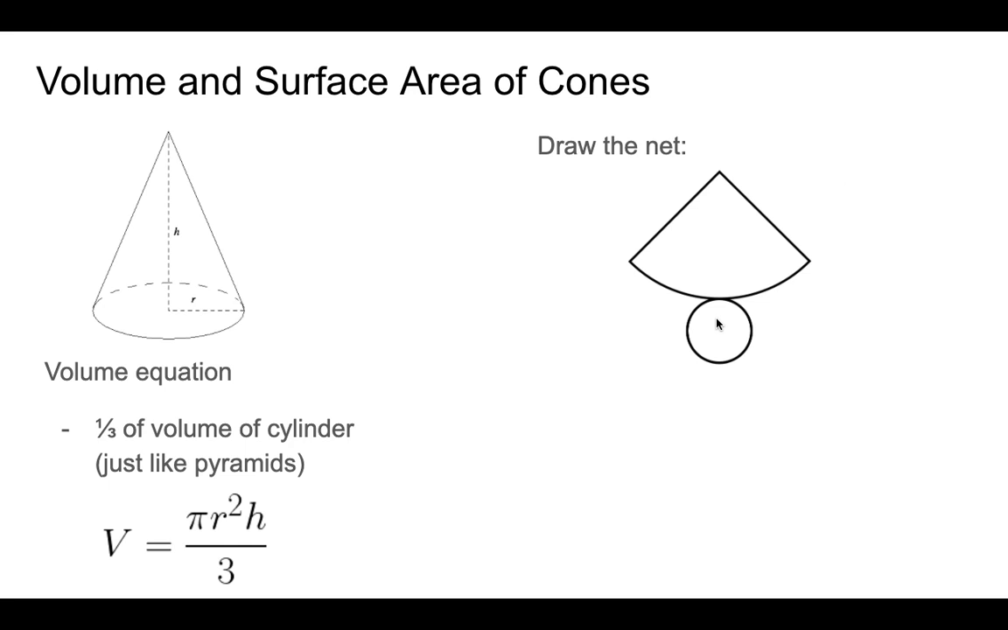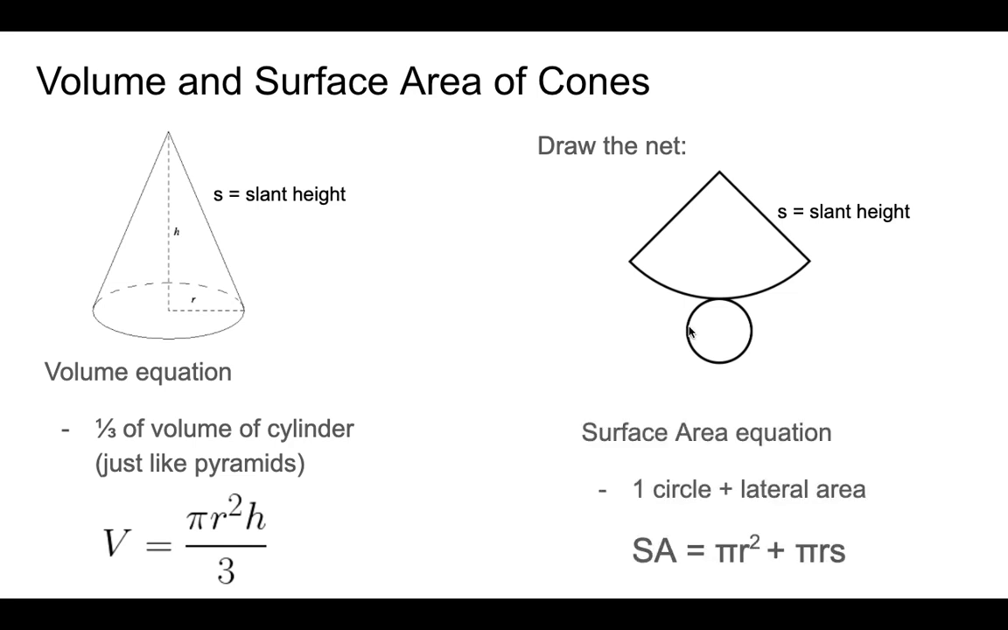Okay, just to label some things, if you remember from when we did pyramids before, the distance from the base to the point is called the slant height, and the slant height is this distance here on our net. And then of course this circle has a radius of r. So the surface area is one circle plus the area of this slice.